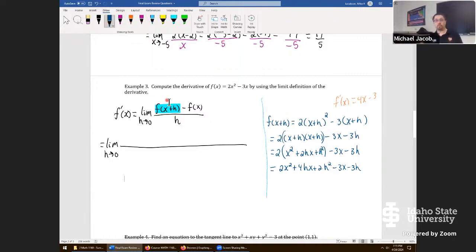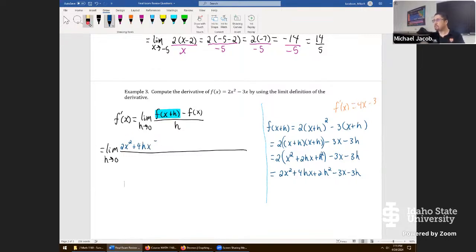Following the substitution in blue, we'll put in 2x squared plus 4hx plus 2h squared. Then, let's see, minus 3x minus 3h. And last thing we have to put in is this quantity here, negative f of x.